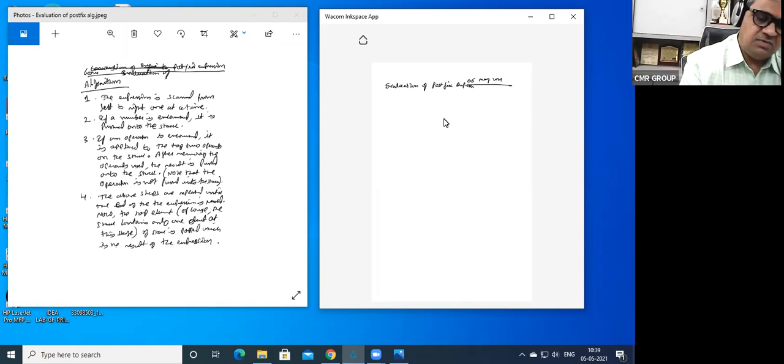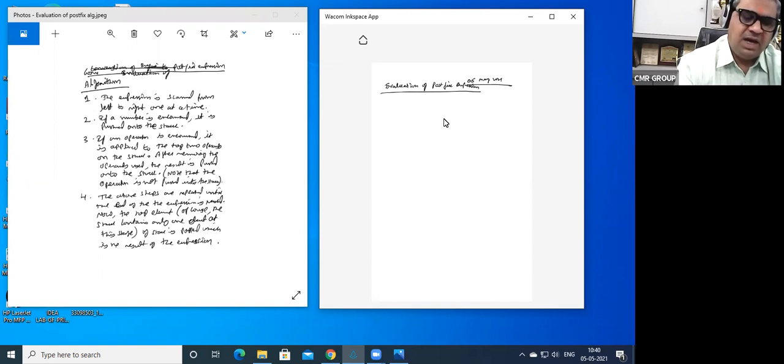For evaluation of the postfix expression, we require a stack. I already wrote the algorithm last time. You made a note of it, right? So let us consider the postfix expression that was converted.